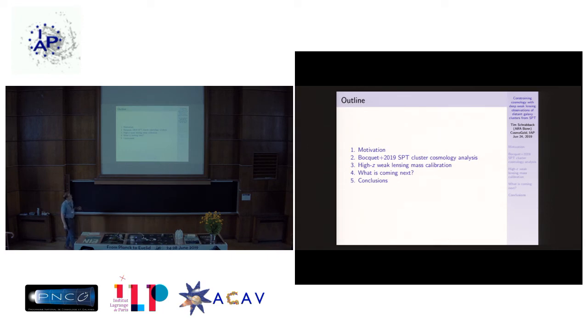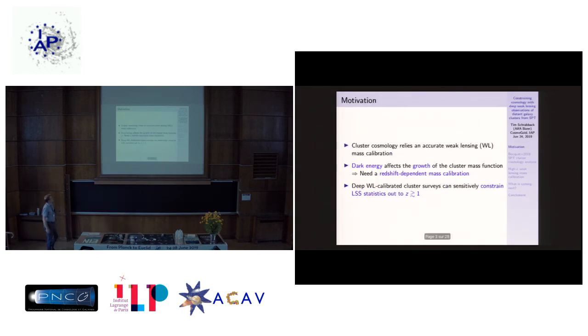So I'll start with a brief motivation, and then I thought I'd start with the results to draw your attention, showing the latest cluster cosmology constraints from SPT, from the Bocquet et al. paper. Then I would go into some more detail on how we do the weak lensing measurements and what's important there, and just a brief outlook. Okay, so we heard a great introduction from Anja about cluster cosmology, and one key ingredient here really is an accurate weak lensing mass calibration, because the cluster surveys just give us proxies for masses, and we need weak lensing to constrain the absolute mass scale.